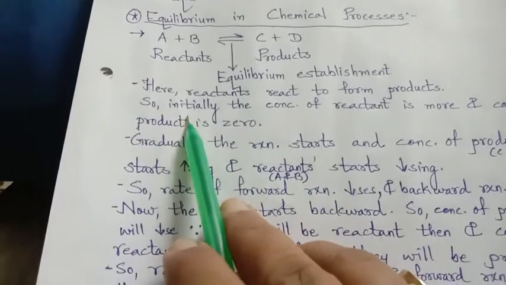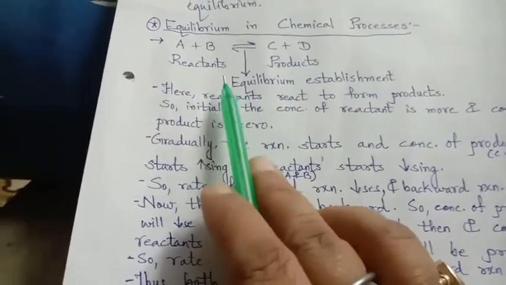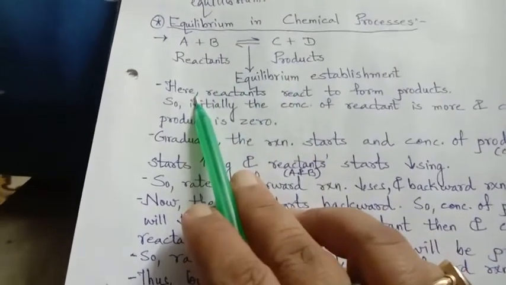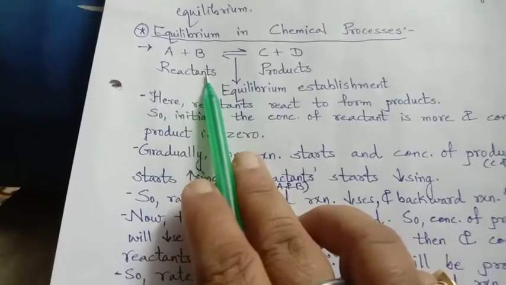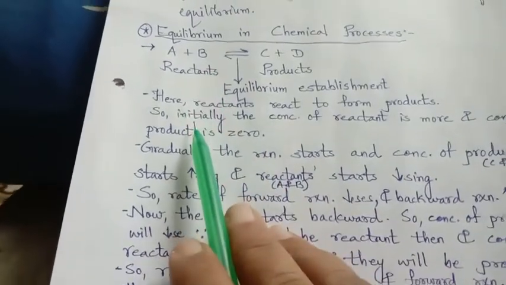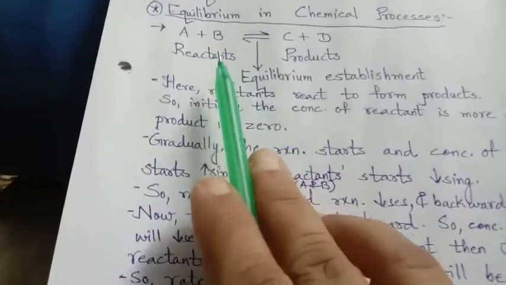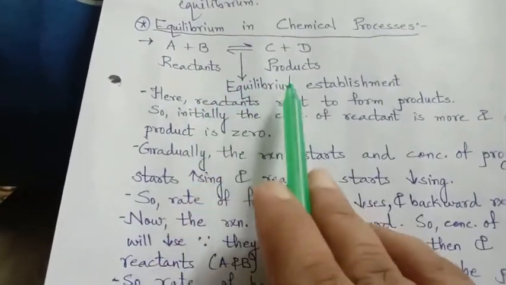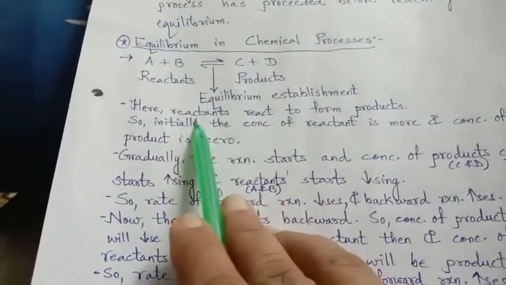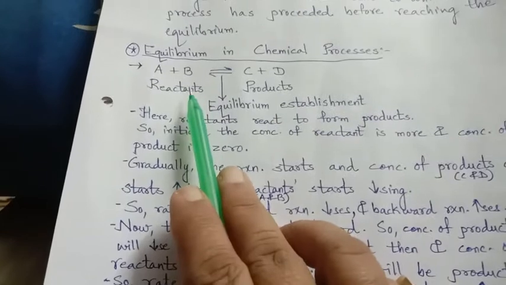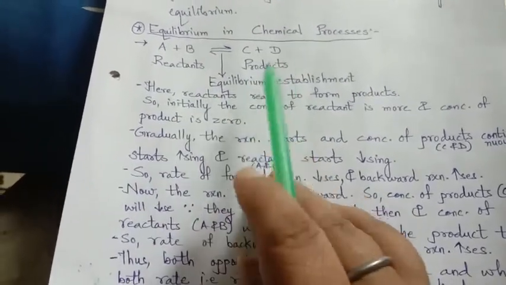So here reactant reacts to form products, and as soon as the reactant starts to react, what happens? In the initial stage, the reactants will be at the highest concentration, because at the initial stage they just start to react. At the same time, product has zero concentration. So the concentration of reactant in the initial stage is highest and the concentration of product is zero.